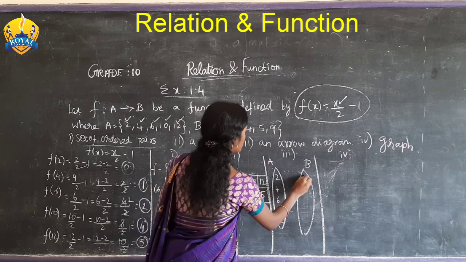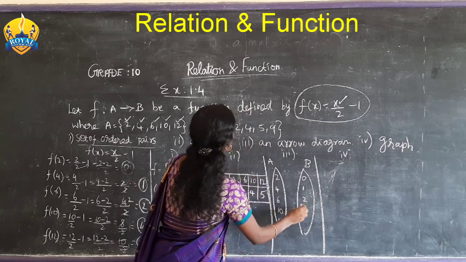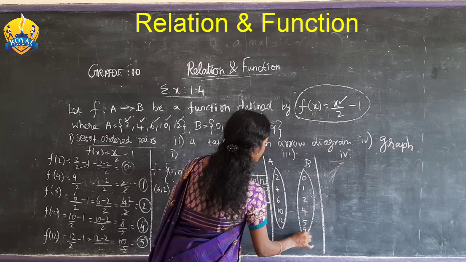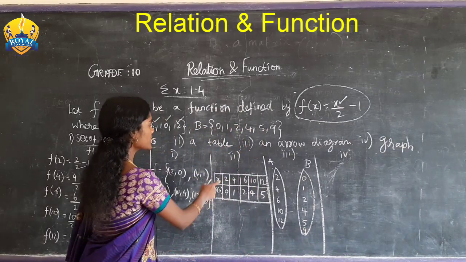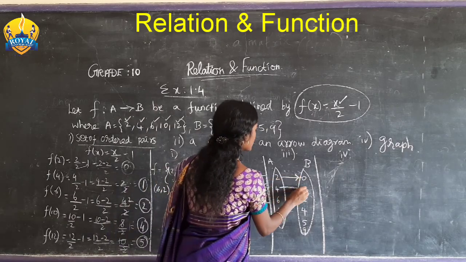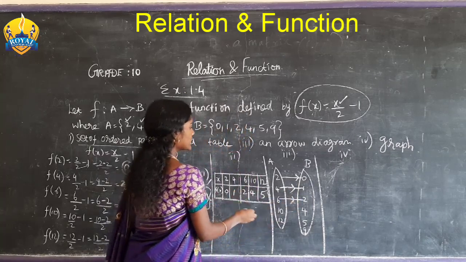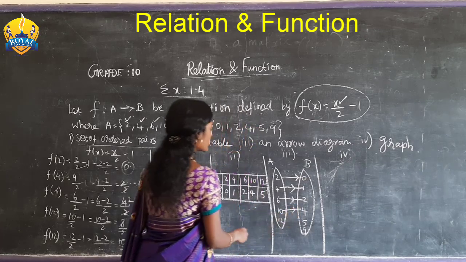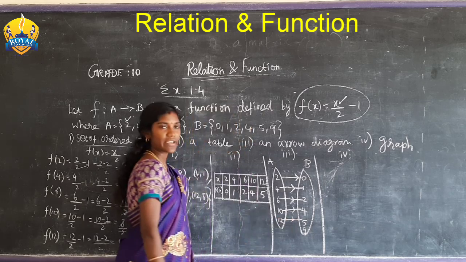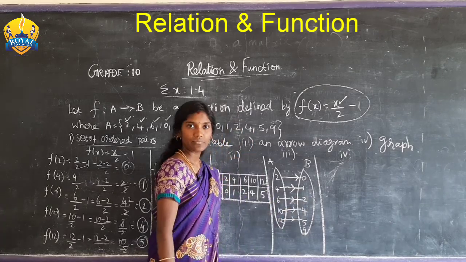Ordered pairs means (0, 1), (2, 4), (5, 9)... Here 2 is related to 0, 4 is related to 1, 6 is related to 2, 10 is related to 4, and 12 is related to 5. So each element has only one image.